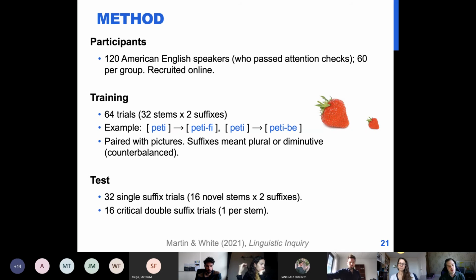Then at test, they were tested on single suffix trials. So they would get more trials with new words, but the same type. So they just had to put one suffix on. So that's what they were trained on.